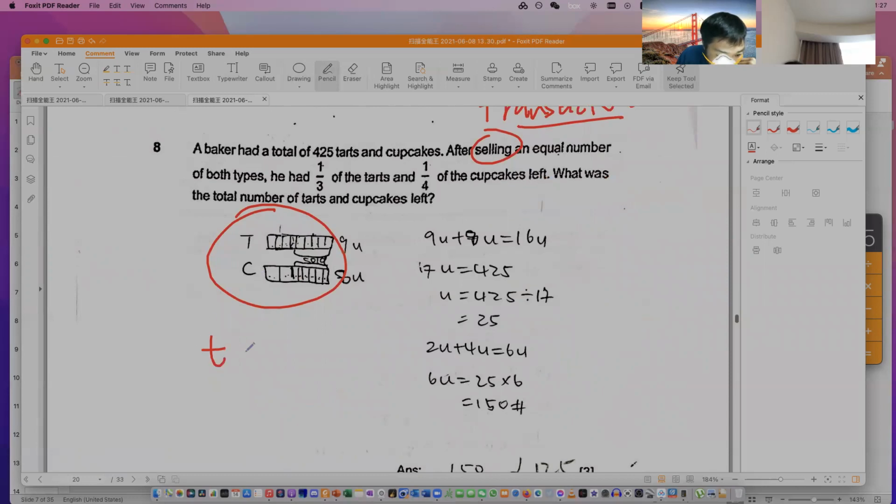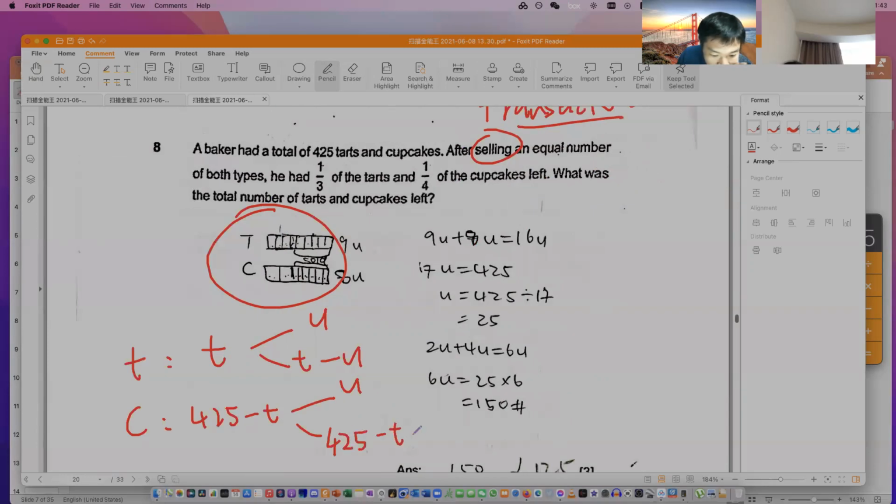So let's say TUT is T, then cupcake is 425 minus T. Then after selling an equal number of both types, equal number means U and U, so you end up with T minus U and 425 minus T minus U. Just sell the same number. So he had 1/3 of the tuts left. So basically this one is 1/3, so that means this 2T minus U is actually 1/3 T. With this, you can figure out U is equal to 2/3 T.